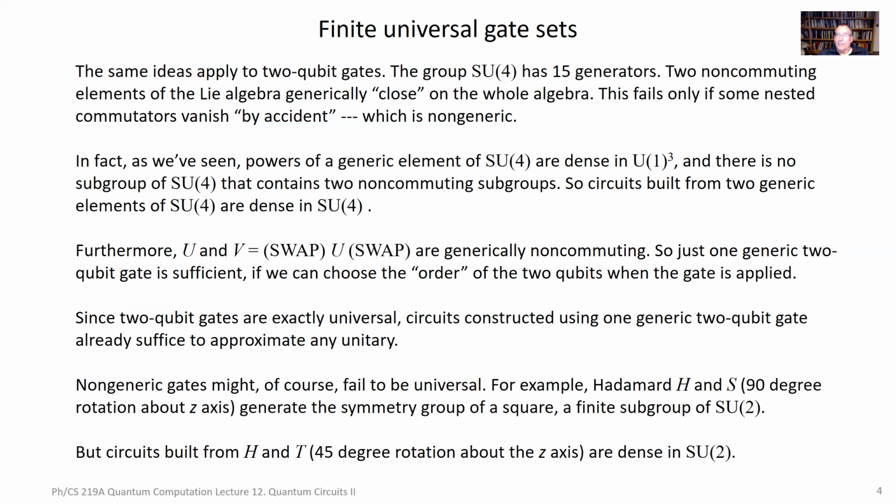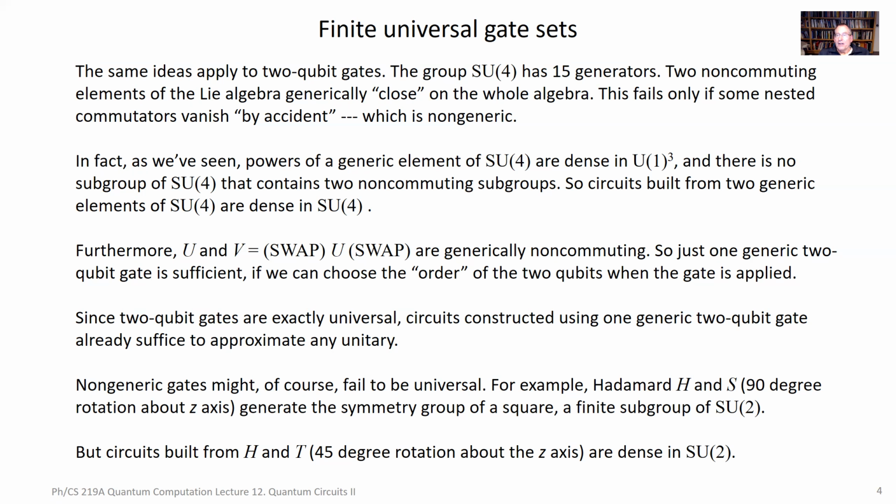But what's going to happen is if you choose 2 elements of that SU4 Lie algebra, 2 generators, and then you take commutators, and then you take commutators with the commutators, and commutators with the commutators with the commutators, and so on, as you build up longer and longer strings of nested commutators, there's no reason why you won't fill out the whole Lie algebra.